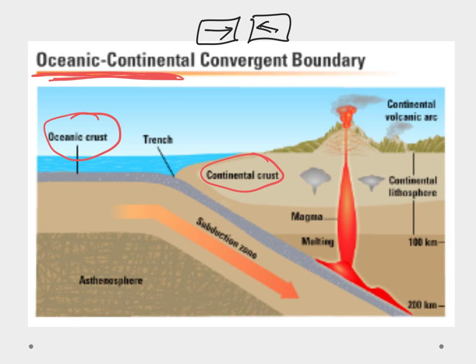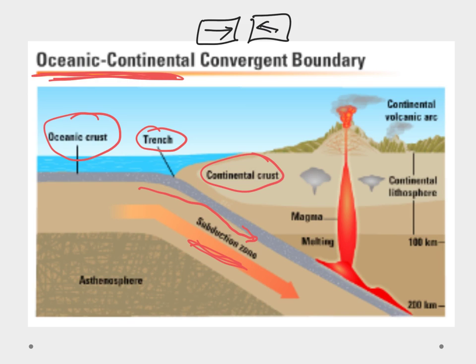Now, the oceanic crust is going to be a little bit denser than the continental crust. And because of that, where these two collide, this oceanic crust is being forced under the continental crust. And that's in an area we call a subduction zone. And where these crusts are being pushed under is where we see our trenches. We have these oceanic trenches.